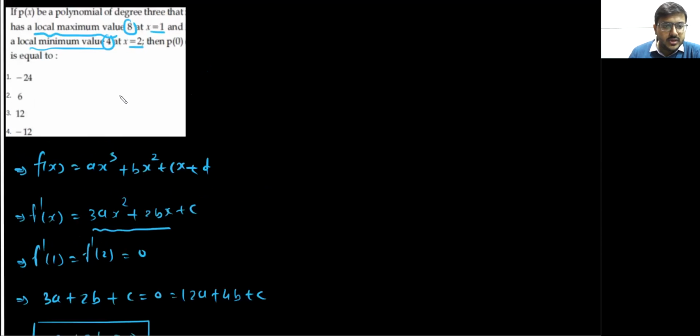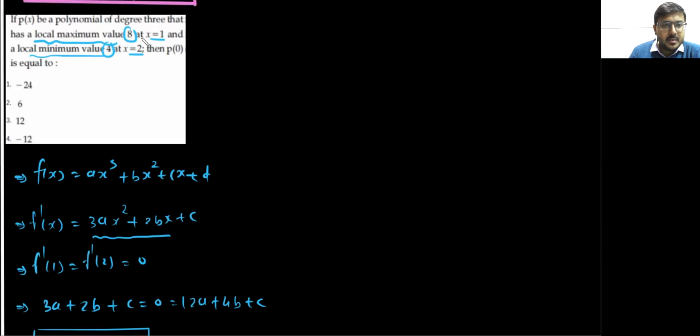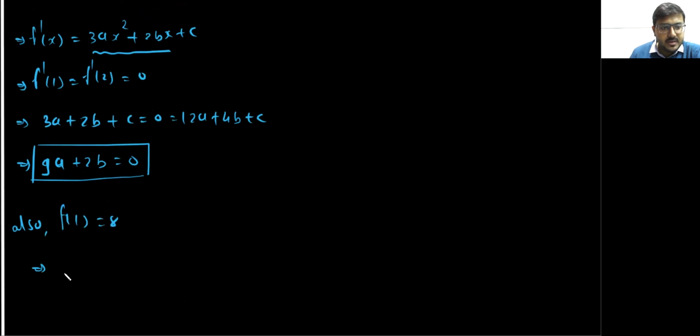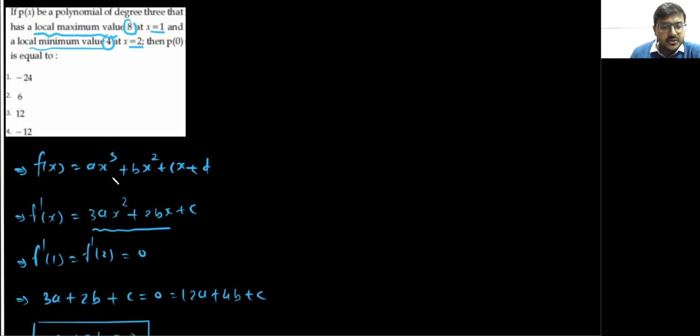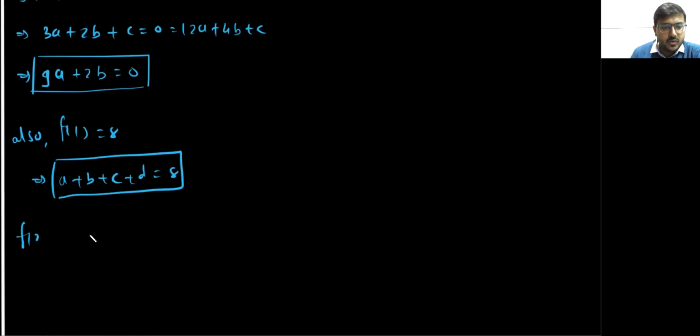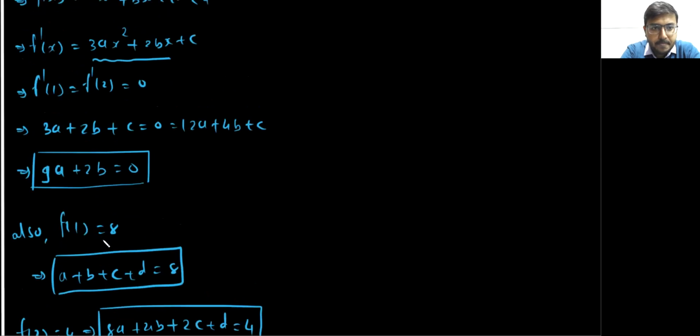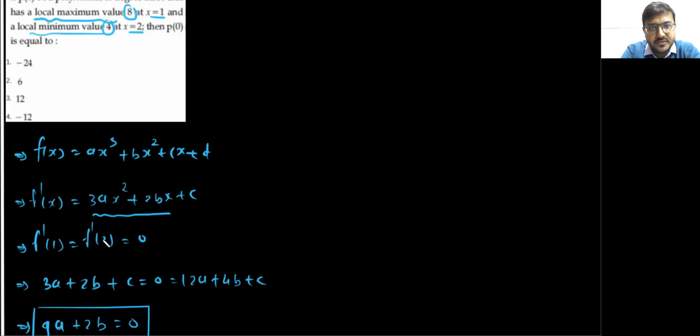Okay. Also, we have a condition that local maximum is equal to 8. So f of 1 is equal to 8. So we can say that a plus b plus c plus d is equal to 8, and at x equals 2, f of 2 is equal to 4. So it will be 8a plus 4b plus 2c plus d is equal to 4. This will be the second equation. Now we need to get the unknowns. We need to get a, b, c, and d, because then and only then we will be able to find out P of 0, right?